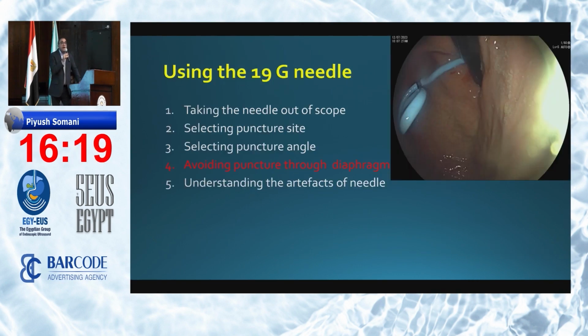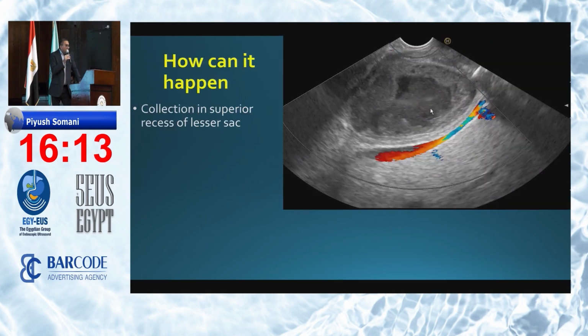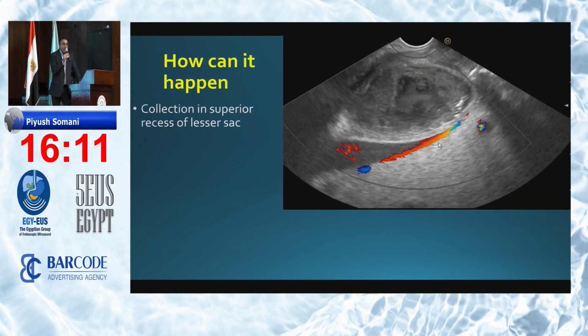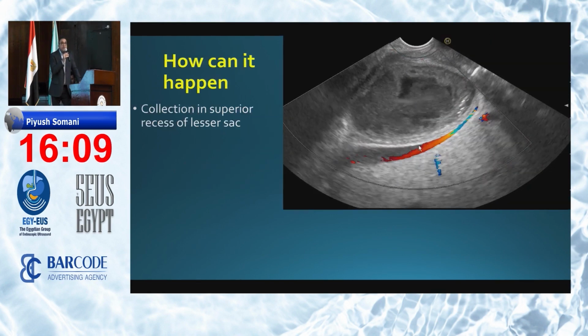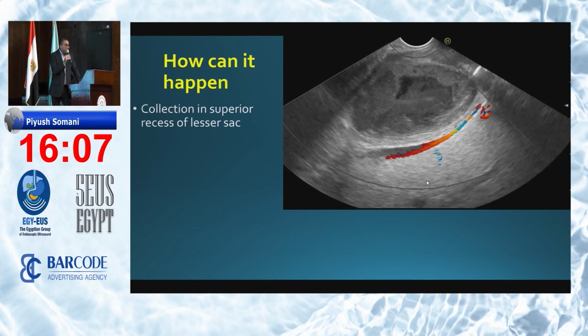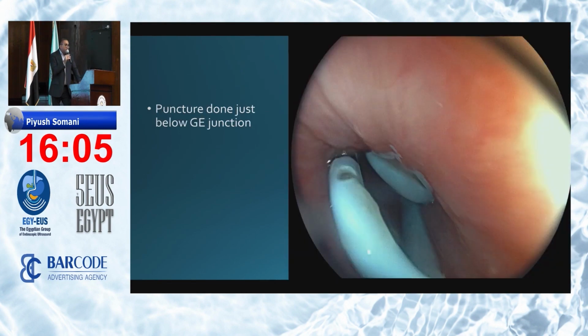Avoiding puncture through the diaphragm. Now, this is a mistake someone can make initially, particularly when we are working just close to the GE junction. This is a collection in the superior recess, and the puncture was just done below the GE junction. And that's why the stent is deployed much higher up.